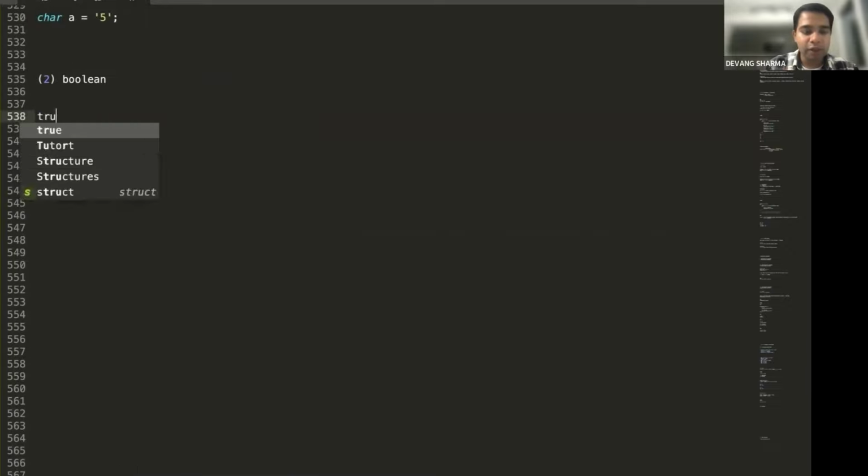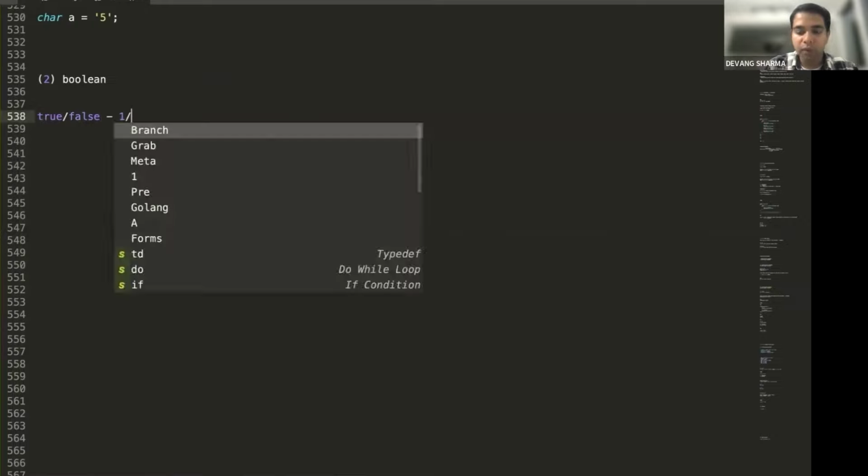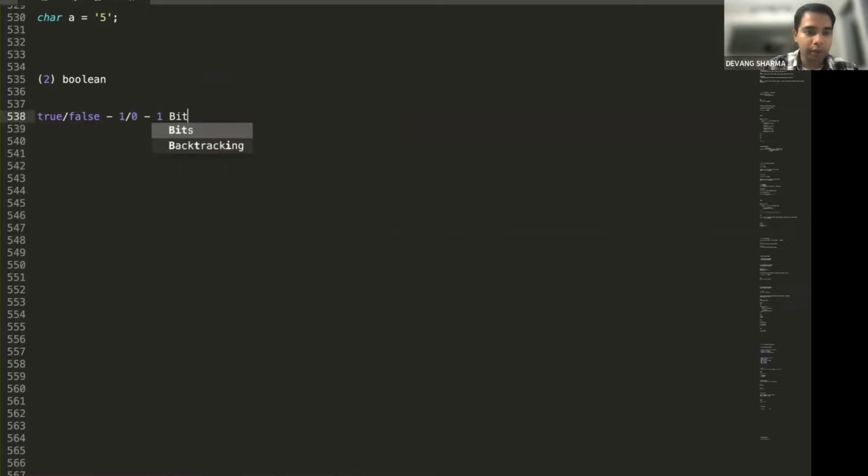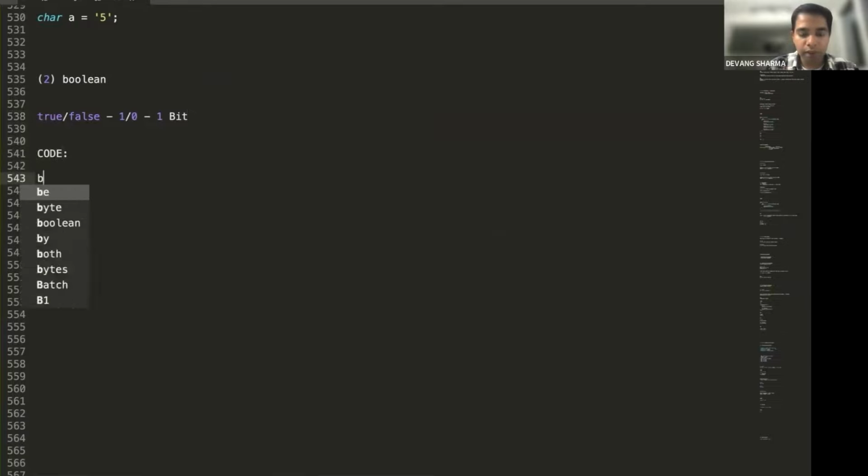Boolean, as the name says, stores either a true or a false. So it's going to be either 1 or 0. It's going to occupy only 1 bit, not a byte, 1 bit. So in code you can take a Boolean, name it A, and make it true or make it false. The first two data types, character and Boolean, are clear to all.